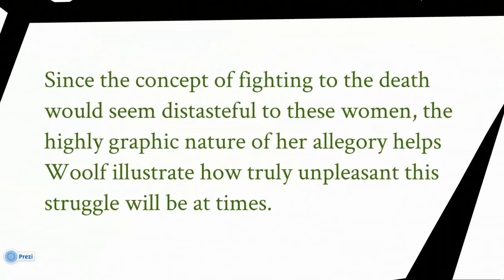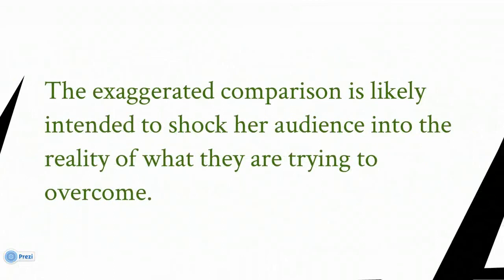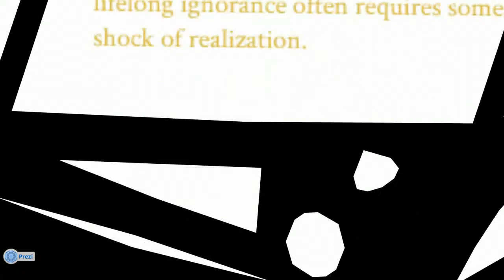And since it's also important to understand, when still talking about rhetorical strategies, that the concept of fighting to the death would seem distasteful to these women, the highly graphic nature of her allegory is also important because it helps Woolf illustrate how truly unpleasant this struggle will be at times, which is something the women need to understand. Also, the exaggerated comparison is likely intended to shock her audience into the reality of what they are trying to do. This is probably why she chose such a graphic and violent allegory, to shock her audience into realizing what she's about to ask them to start doing, which is confronting the angel.